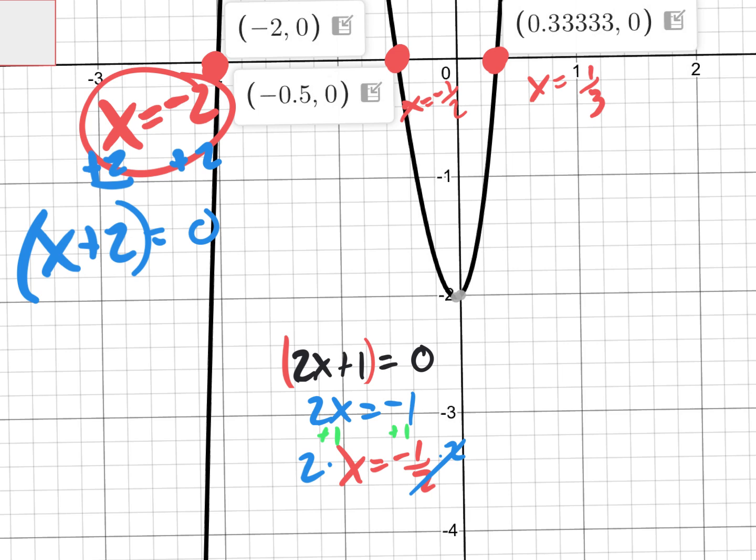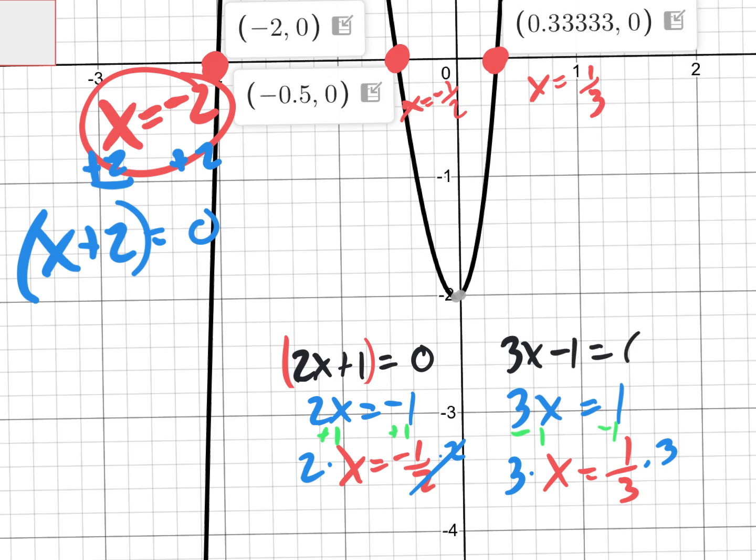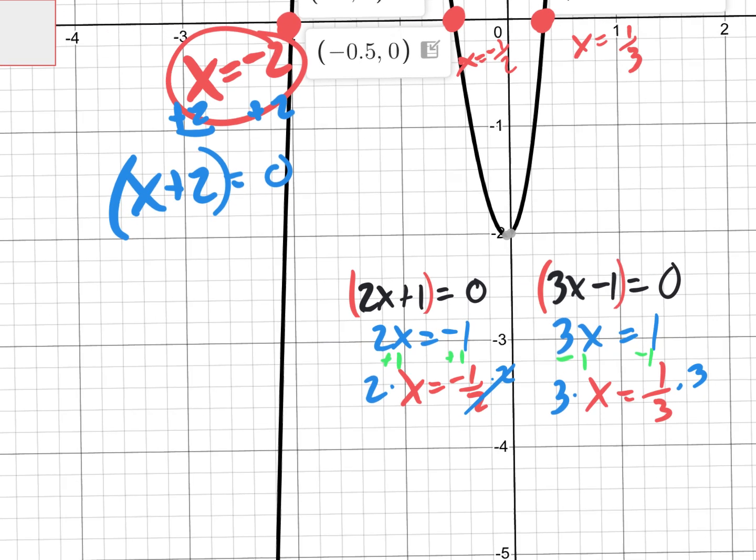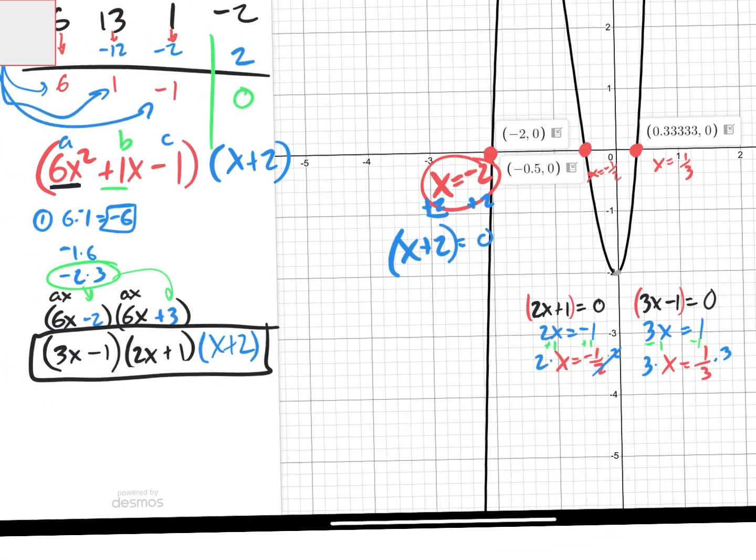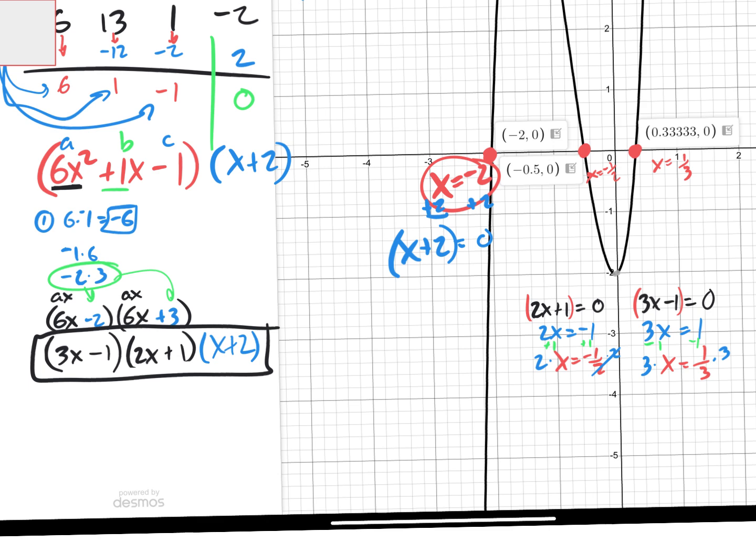And then the other one, the x equaling 1/3, where did that come from? It came from multiplying by 3, having 3x equaling 1, and then subtracting 1, setting it equal to 0. So you'd have the 3x minus 1 that's set equal to 0, and technically that's even faster. You have that binomial 2x plus 1, that binomial 3x minus 1 with the original binomial x plus 2. X plus 2, 3x minus 1, 2x plus 1.